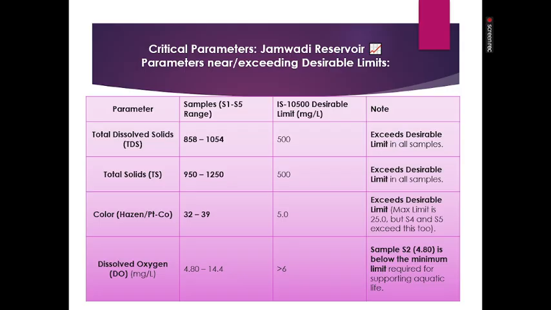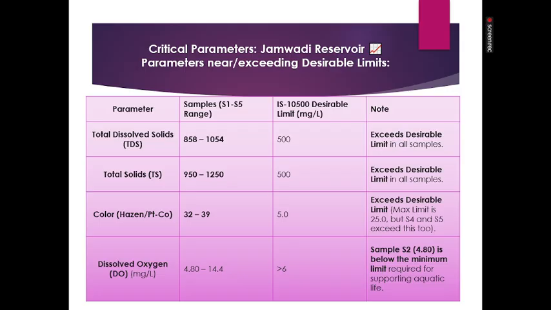The critical parameters exceeding desirable limits. It includes the parameter, sample range, desirable limit and note. Total dissolved solids were found to be 858 to 1054, desirable limit 500, exceeding the desirable limit in all samples. The total solids were within the range of 950 to 1250, desirable limit up to 500, exceeding the desirable limit in all samples.